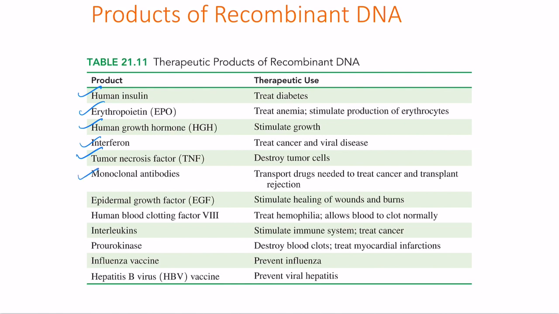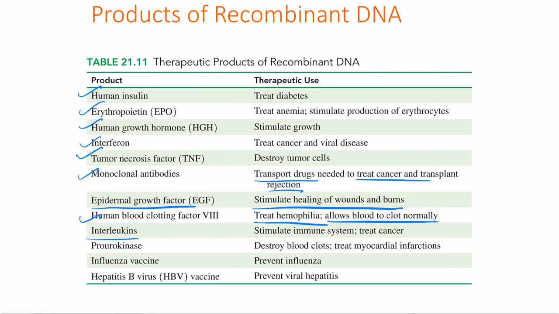You have monoclonal antibodies, which are one of the easiest ways to transport drugs needed to treat cancer and transplant rejection, where we take antibodies from one person and try to create antibodies for another person. You have epidermal growth factors, which are used to stimulate healing of wounds and burns. You have human blood clotting factor 8, which is used to treat hemophilia and allows blood to clot normally.